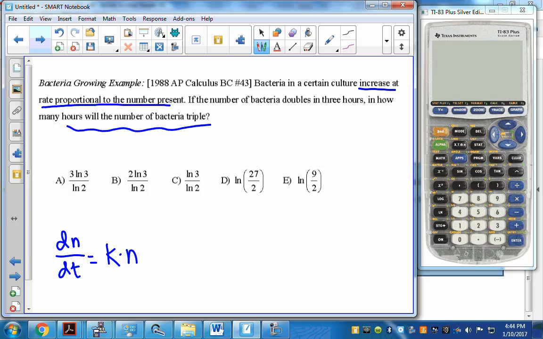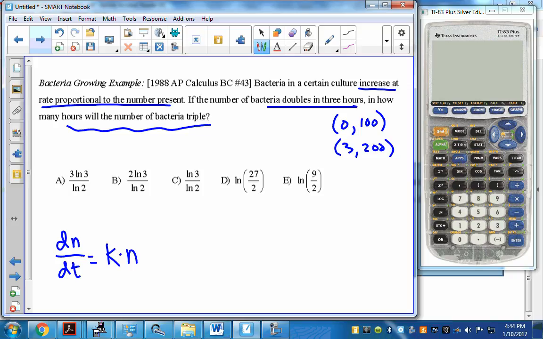So let's go ahead and find the equation. First of all, we have one fact is that if time is 0, there's a certain number of bacteria. It could be 1,000, it could be 1. Let's just go ahead and put 100 in here. It doesn't matter because it's going to simplify anyway. And then it does say the number doubles in 3 hours. So now we have 200. So there's our 2 points.